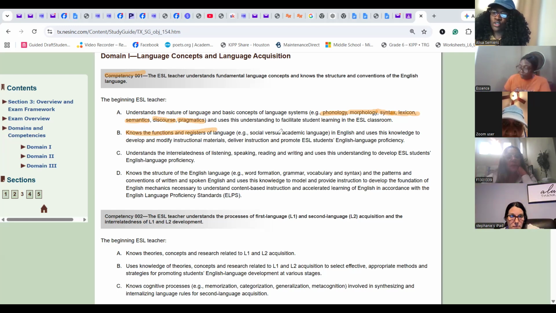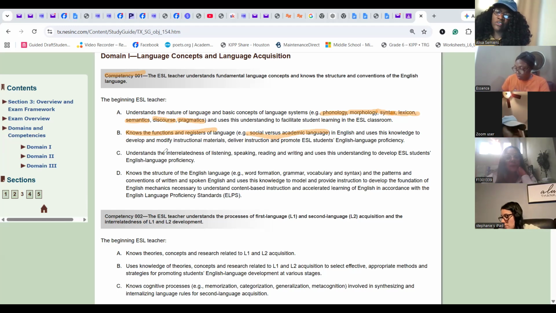So that's that social versus academic language in English. The academic language students are going to acquire within 5 to 7 years, right? And so that's that academic language and vocabulary and discourse.